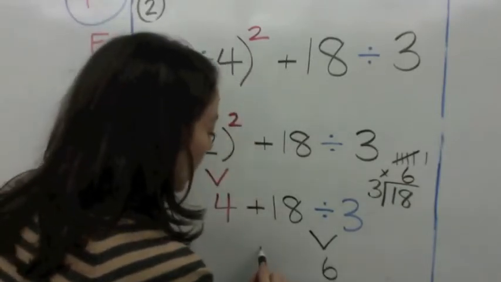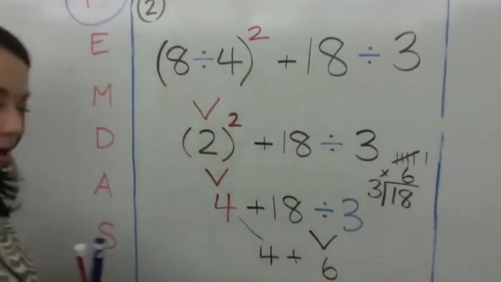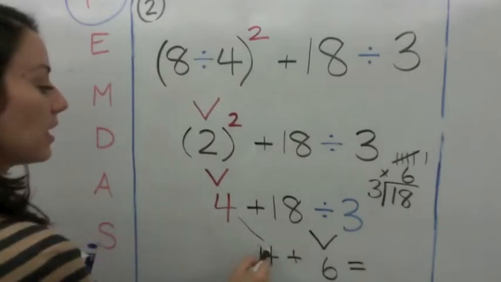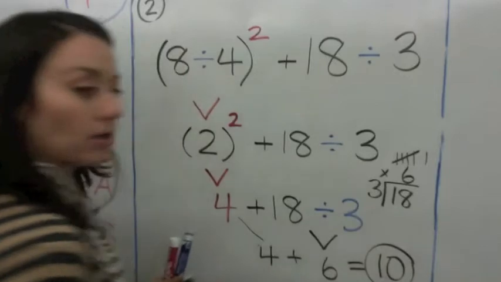But we're really going to add 4 to it because I'm going to bring down that 4. Okay? So what is 4 plus 6 now? 4 plus 6: 6, 7, 8, 9, 10. So the answer is 10. Go ahead and get that down.